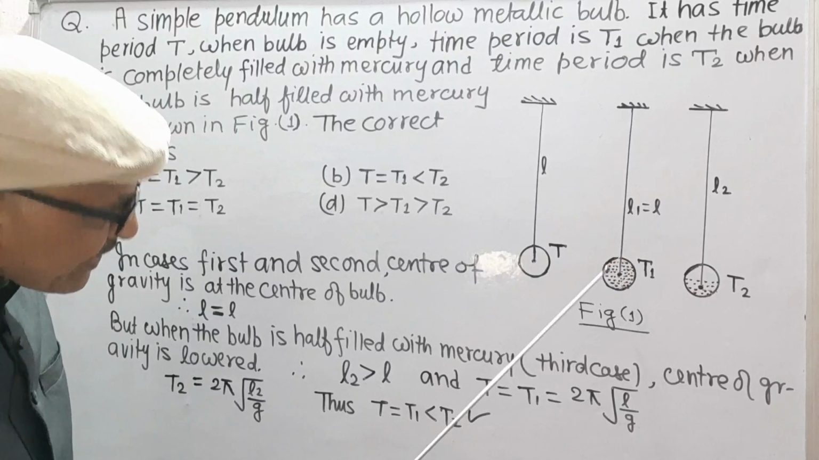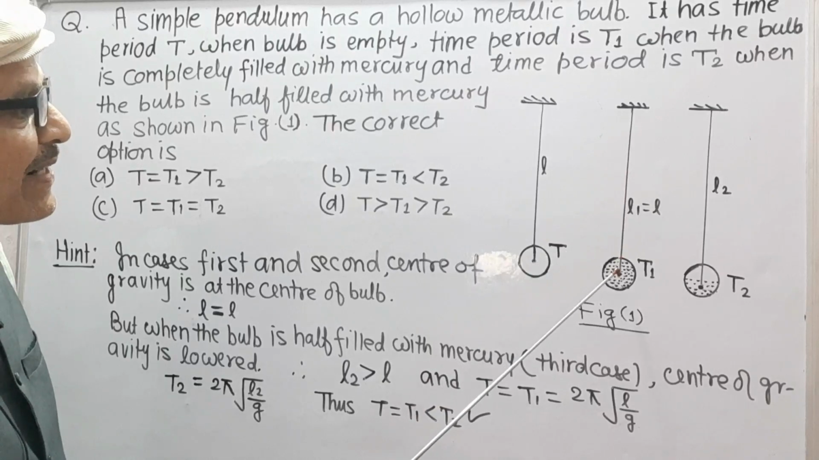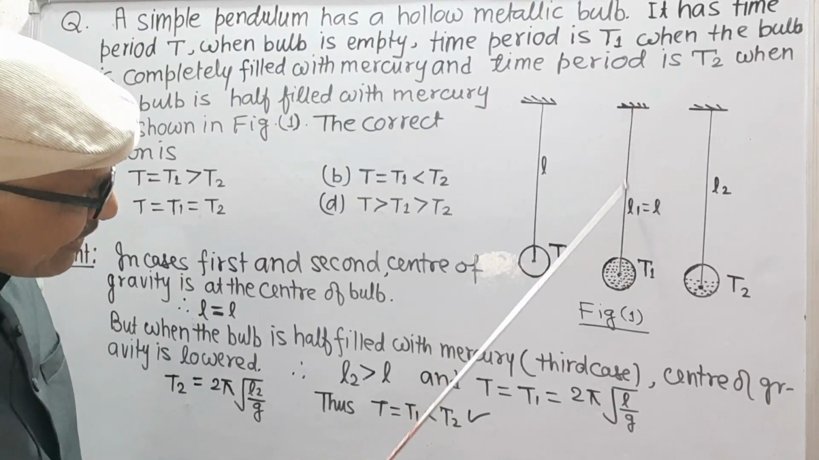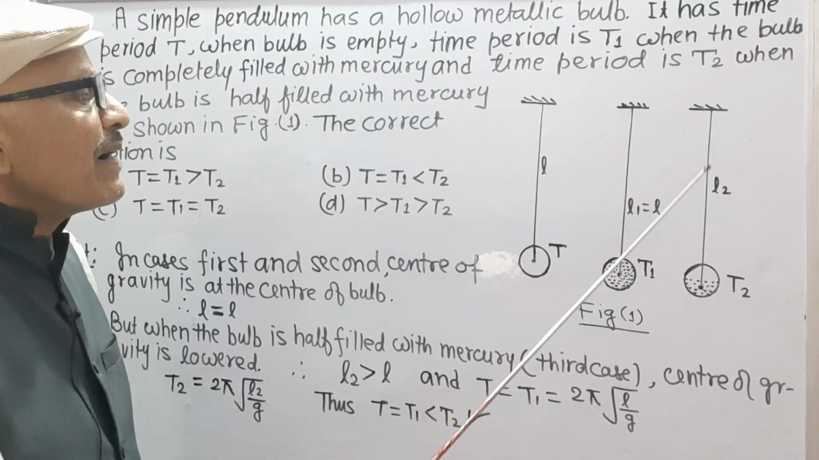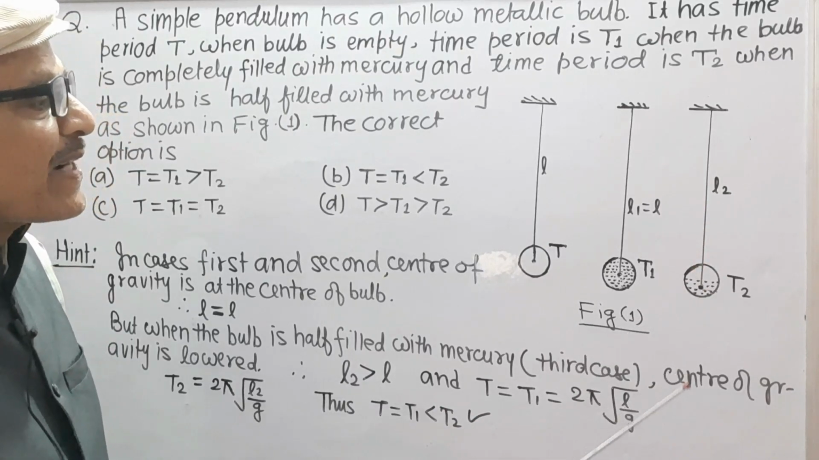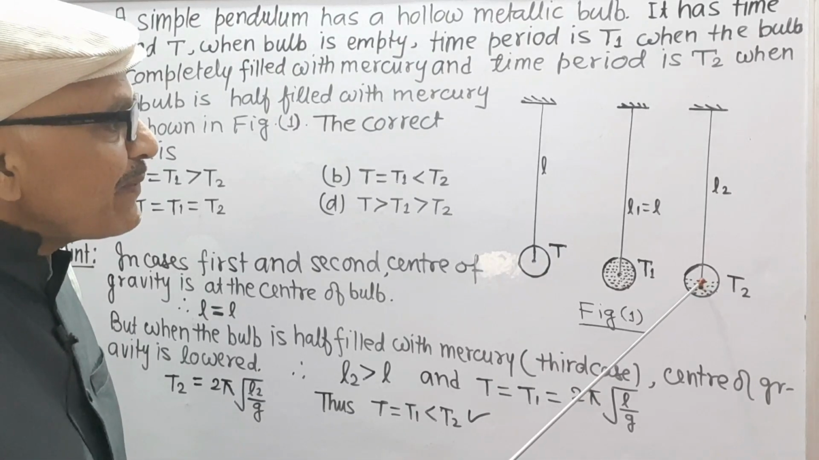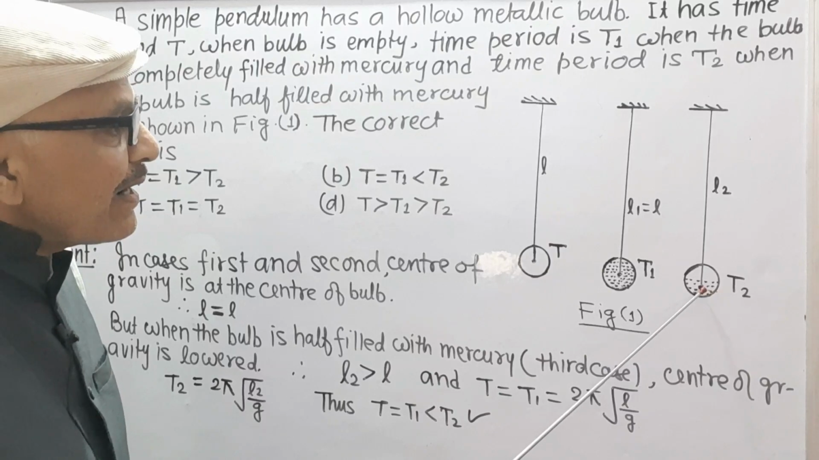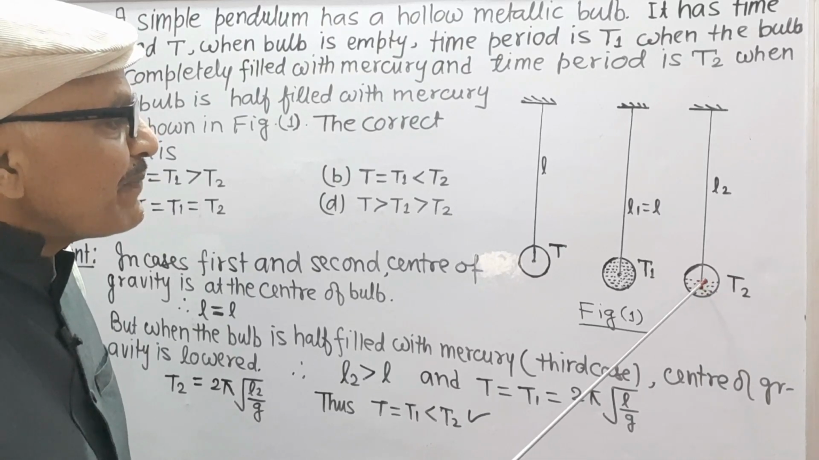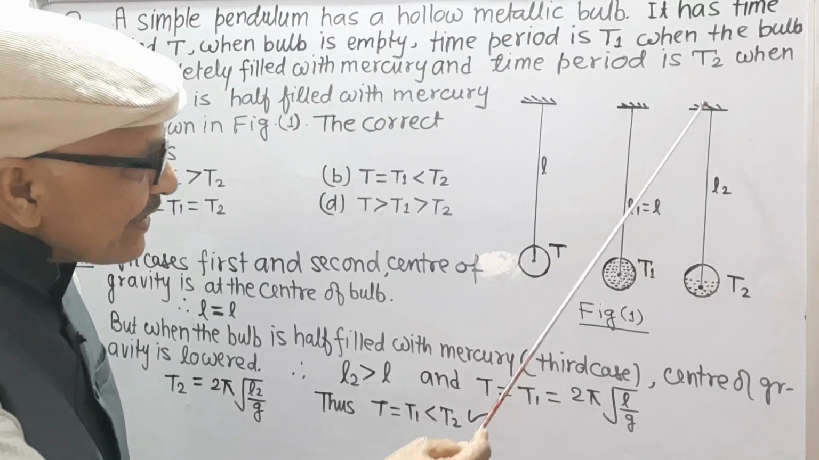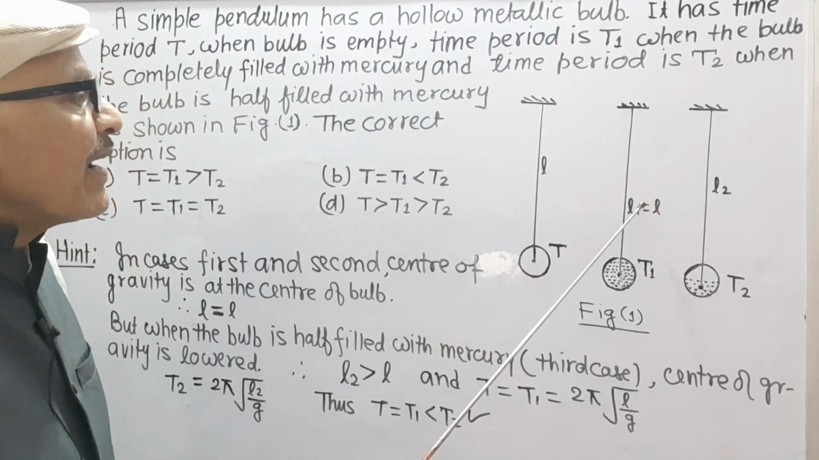In case 2, when the bulb is completely filled with mercury, then also the center of gravity will remain at the center of the bulb. Therefore, L1 will be also equal to L. But when the bulb is half filled with mercury, then the center of gravity will be lowered. Means initially center of gravity will be at this point, and after half filling the bulb with mercury, center of gravity lowers to this point, which increases the effective length L2, which is more than L1 and L.